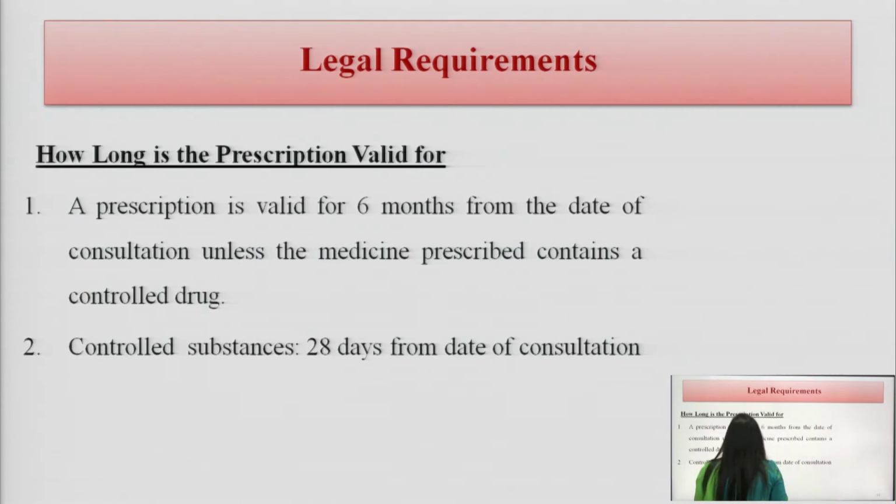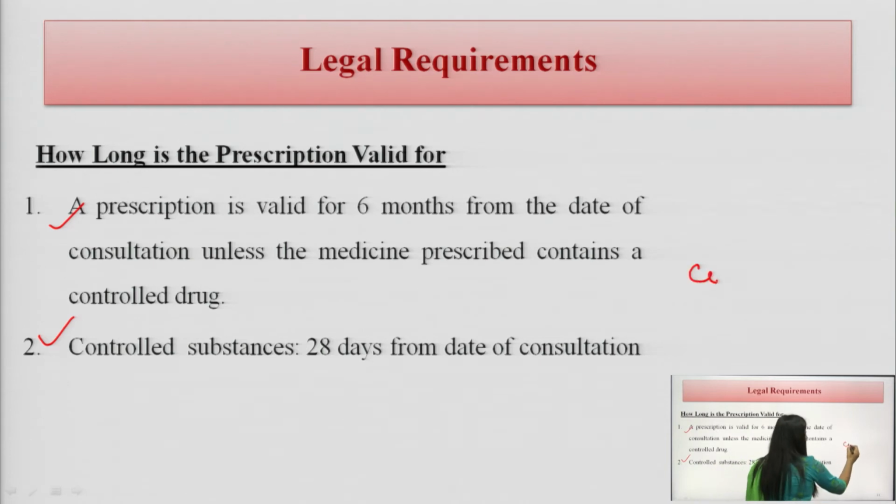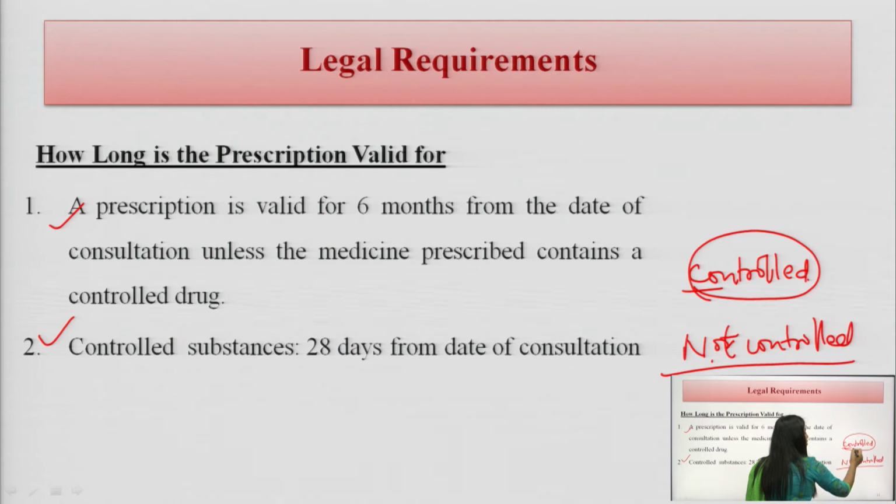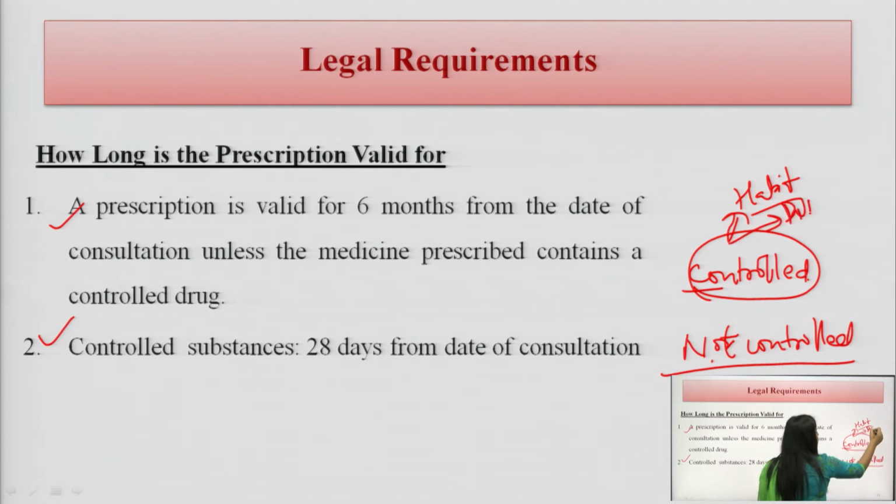Now, how long is a prescription valid for? If a prescription is written by a physician, then how long is it valid? There are 2 conditions. One is for the controlled substance, and another is for uncontrolled substances. Controlled substances or controlled drugs are the drugs which cause habit in the patient, and they have withdrawal symptoms.